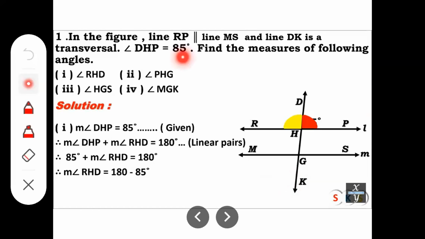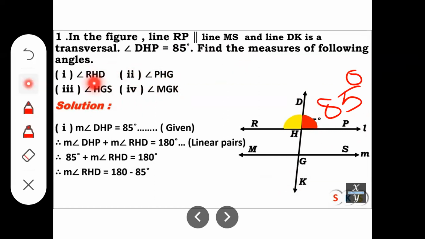And one of the angles, that angle DHP, the angle marked in red color, the measurement of that angle is given 85 degrees. Yes, here is given 85 degrees. Now we have to find the measurement of those four angles. So let's take one by one.